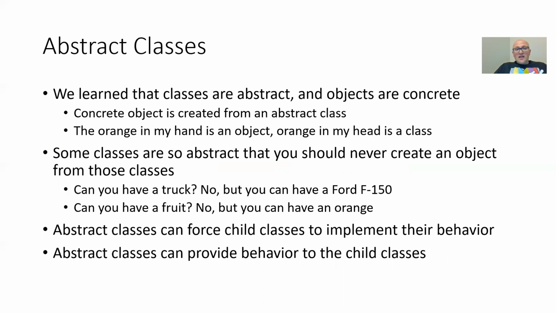Abstract classes are a special type of class. We learned last week that a class is an abstract idea, and an object is a concrete thing. You can create objects from classes, but sometimes you don't want that to happen. Sometimes you have the fish class and you don't want people using your code to just create a fish. It doesn't really make sense to create a fish. It makes sense to create a tuna or mahi-mahi, but it doesn't make sense to create a generic fish.